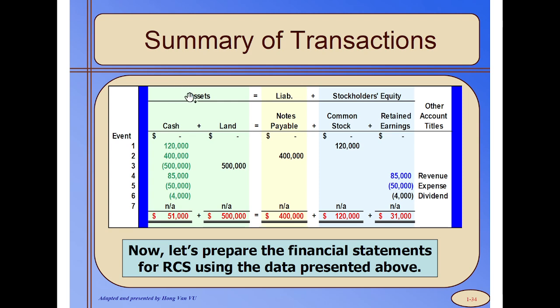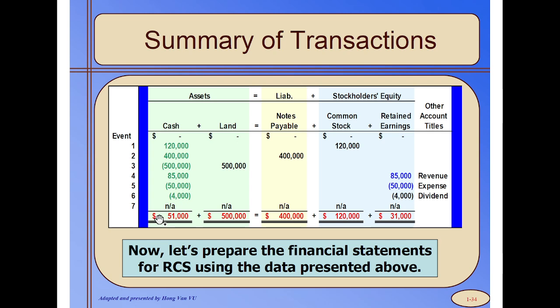Here we can see the first line is the basic accounting equation: assets equal liabilities plus stockholders' equity. In the second line, you can see the expanded accounting equation, with the cash account plus the land account equal to the liability account, notes payable. For stockholders' equity, we have common stock and retained earnings, and for retained earnings we can develop three more accounts. The first is revenue, the second is expense, and the last is dividends.